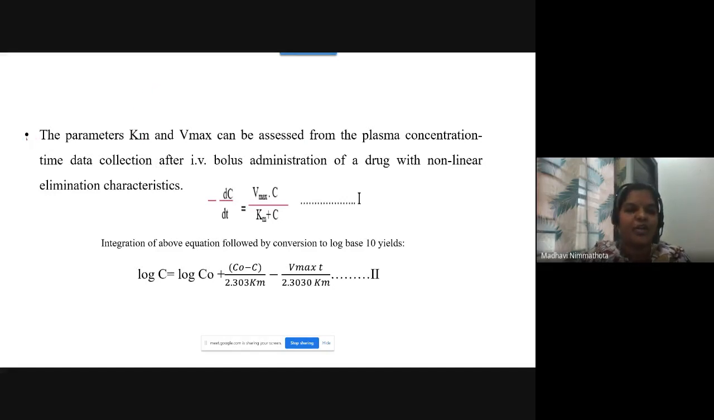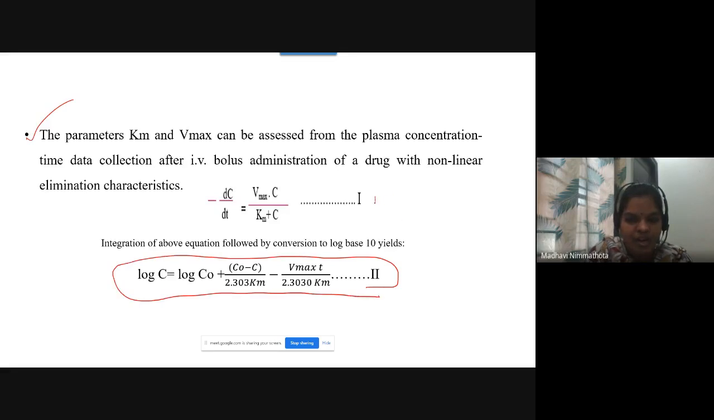This is the continuation from the last class. So, we derived equation 2 from equation 1, right? In the last class, we derived this second equation. So, the parameters Km and Vmax can be assessed from the plasma concentration-time data.